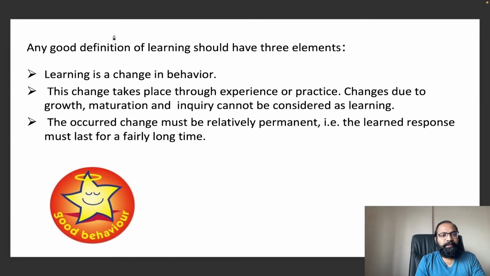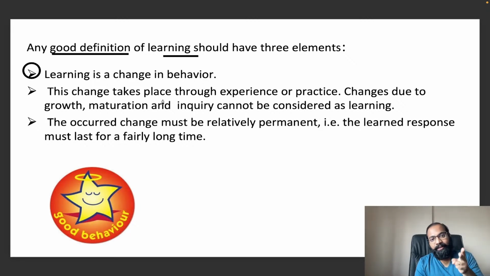Fine. And next, any good definition of learning should have three elements. What are the three elements that must be there? The first element, we keep on discussing from yesterday onwards: learning is nothing but a change in behavior. Understand? Learning is nothing but a change in the behavior, and this change has to take place through experience or practice.